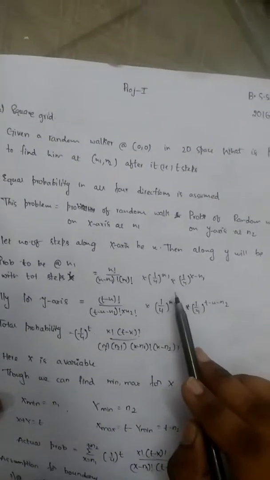So let the number of steps along the x-axis be x, and the number of steps along the y-axis be t minus x. The probability that it will be at the point n1 is n factorial by n1 factorial and (t minus n1) factorial, into (1/4) to the power n1. Similarly, it is the same for the y-axis also. So the total probability will be the multiplication of the two probabilities, and we get (1/4)^t into the sum of x factorial, (t minus x) factorial by n1 factorial, n2 factorial, and (x minus n1) factorial and (x minus n2) factorial, and let x be the variable.